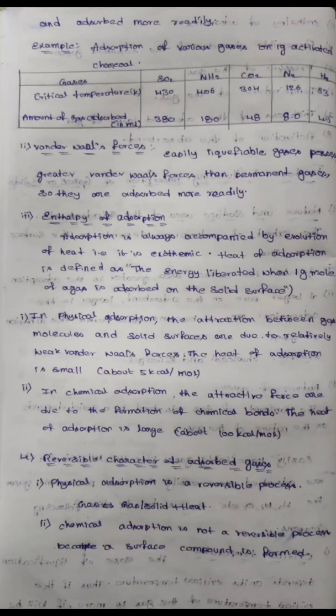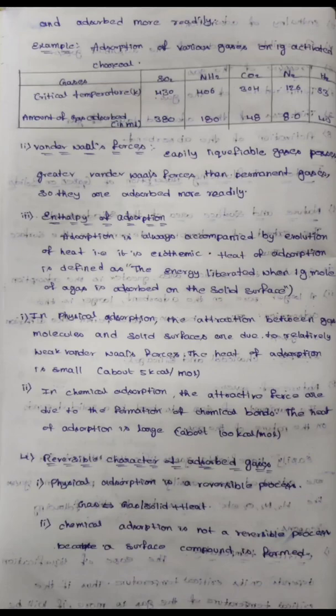For example, adsorption of various gases on 1 gram of activated charcoal. Critical temperature of SO2 is 430, NH3 is 406, CO2 is 304, N2 is 126, H2 is 33. Amount of gases adsorbed in ml: SO2 380, NH3 180, CO2 48, N2 8.0, H2 4.5. Van der Waals forces. Easily liquefied gases possess greater van der Waals forces, so they are adsorbed more readily.